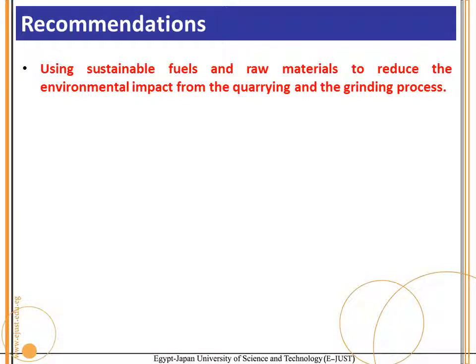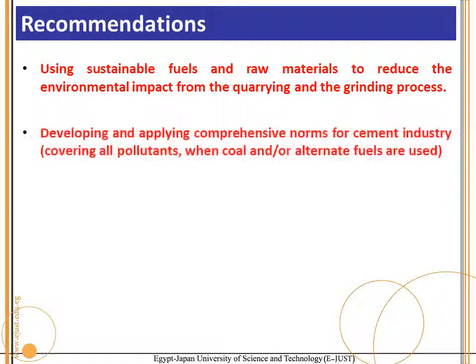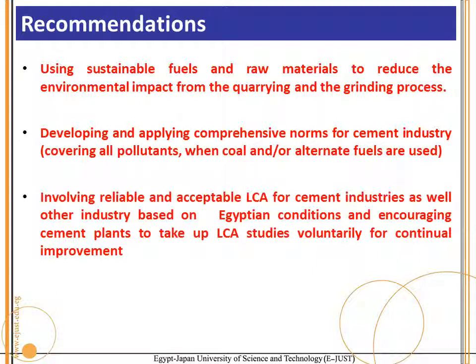Using sustainable fuels and raw materials to reduce the environmental impact of the quarrying and the grinding process. Developing and applying comprehensive norms for the cement industry, covering all pollutants from coal or alternative fuel used. Involving reliable and acceptable life cycle assessment for the cement industry as well as other industries based on Egyptian conditions, and encouraging cement plants to take up life cycle assessment studies.